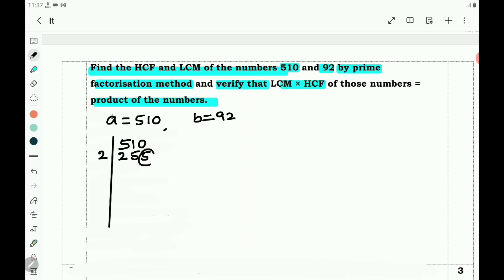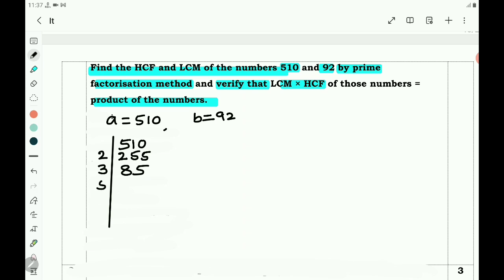Next, as the unit digit is 5, it is not divisible by 2. Next, you try 3. What is the sum of these digits? 2 plus 5 is 7, 7 plus 5 is 12. 12 is divisible by 3, therefore 255 is also divisible by 3. So you divide it by 3. You take 25, as 2 is smaller than 3. 3 eights are 24, 1 is remaining. 3 fives are 15. Next, 85 is not divisible by 3 because 8 plus 5 is 13, which is not in the table of 3.